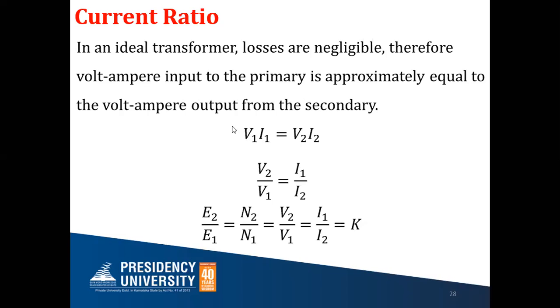So I can write the power equation, which is generally V into I. I'm taking V1 I1 as the primary side and V2 I2 as the secondary side. So V into I is the power, and V1 I1 is equal to V2 I2. Taking the voltage on one side and the current on the other, you will get V2 by V1 is equal to I1 by I2 from this equation. Now I'm correlating this equation with the transformation ratio. The transformation ratio is E2 by E1 is equal to N2 by N1 is equal to V2 by V1, and V2 by V1 is here I1 by I2. That is equal to the transformation ratio K. So the current relation is opposite.